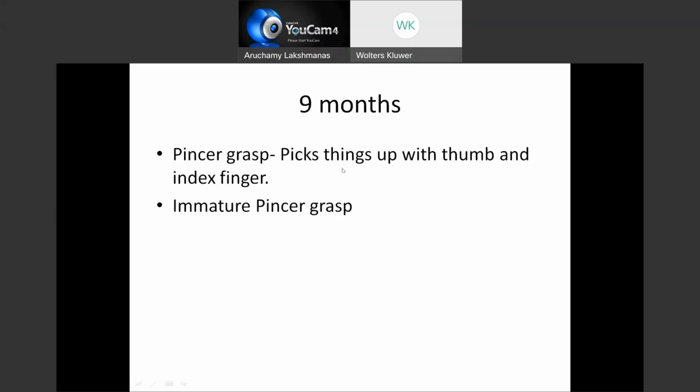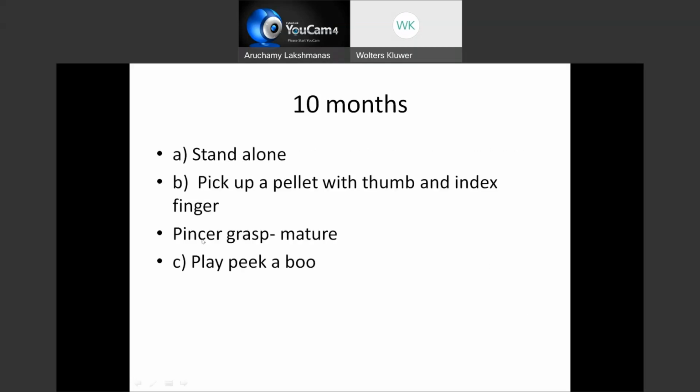So 9th month, pincer grasp develops. You just remember this like a pinching. First will be immature pincer grasp, where the whole index finger and the thumb will be touching the table while picking up things. And by 10th month, they can pick up with the tip of the index finger and the thumb. So mature pincer grasp by 10th month.